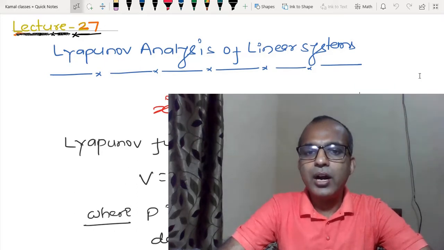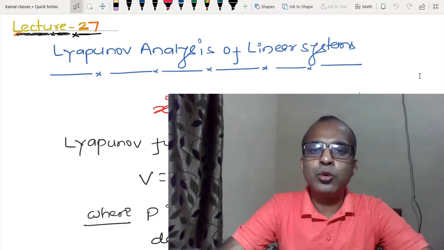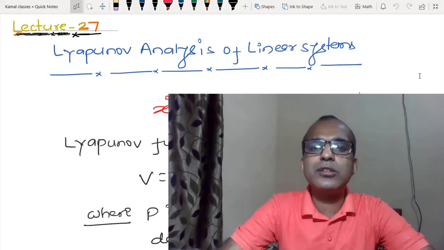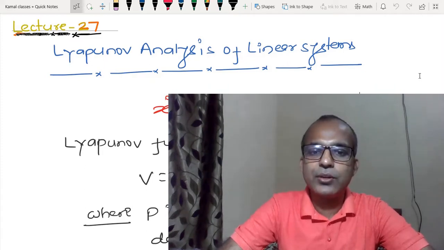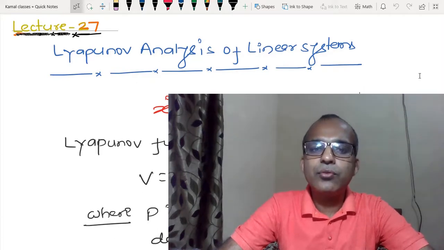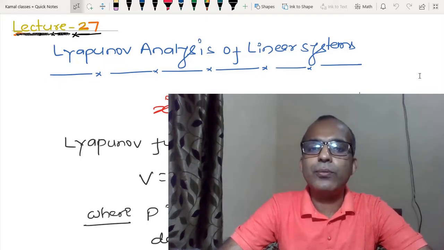Now I am going to use those positive definite matrices. I have already told you that associated with positive definite matrices we always have some kind of energy-like function, and people also call it the energy function directly. With the help of that function, I am going to apply the Lyapunov direct method to show whether some system is stable or not.